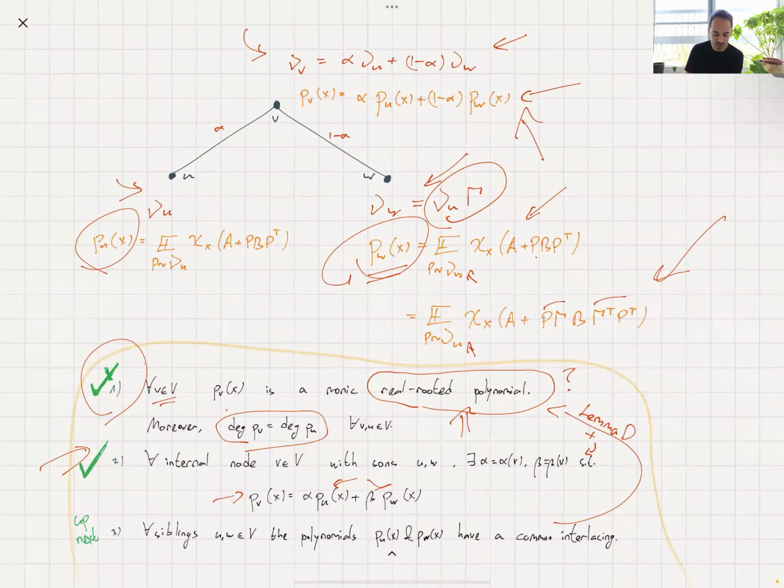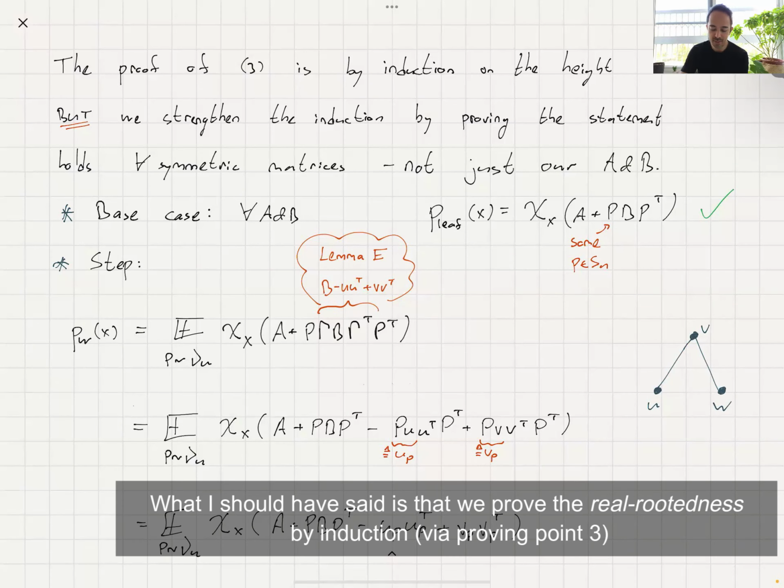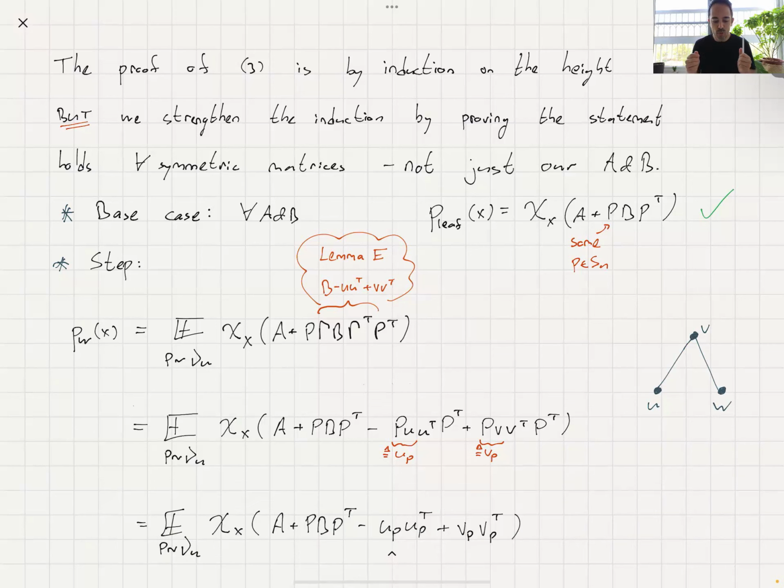Okay, so what we really want to prove is point 3, and then point 1 will follow. So we need to prove that the two polynomials PU and PW have a common interlacing, and that's a really neat proof. So let's say that. Okay, so the proof of point 3 is by induction on the height, but we need to strengthen the induction by proving that whatever we want to prove works for all symmetric matrices, not just the A and B that we are considering. So what do I mean?